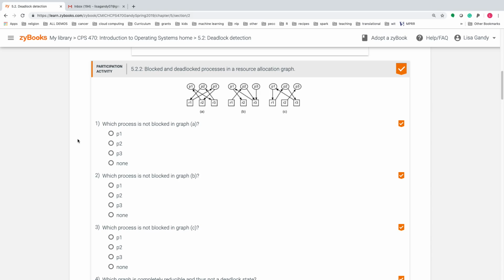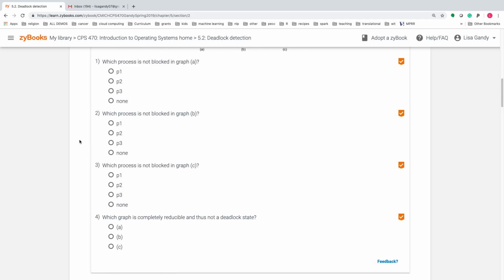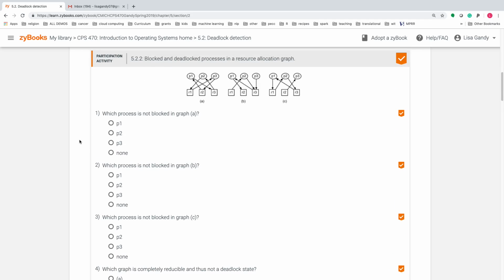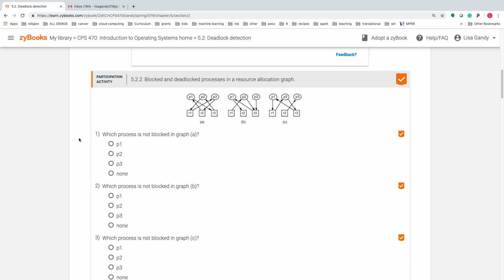Let's look at this activity really quick. This is just basically reading a resource allocation graph to see what's going on. We're going to have to do a little work on one of these. Okay, which process is not blocked in graph A? So let's look at A.